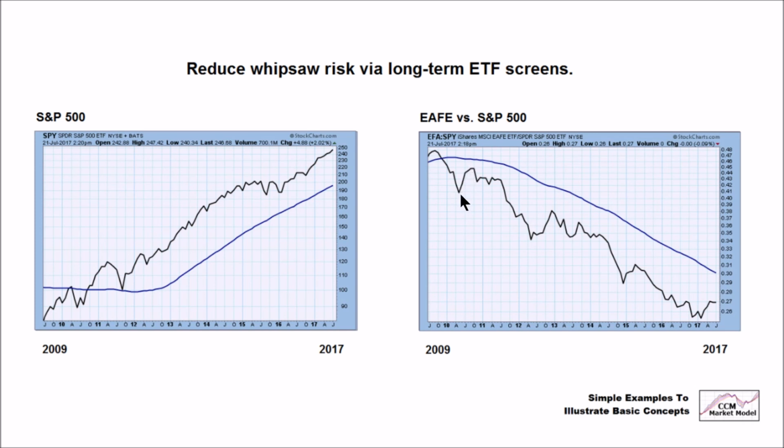This is your whipsaw risk: outperform, underperform, outperform, underperform, outperform, underperform. This ETF currently does not pass our long-term screens. It may in the future, but right now it does not. So we can see here that right now the trends don't favor EFA over SPY from a long-term perspective.